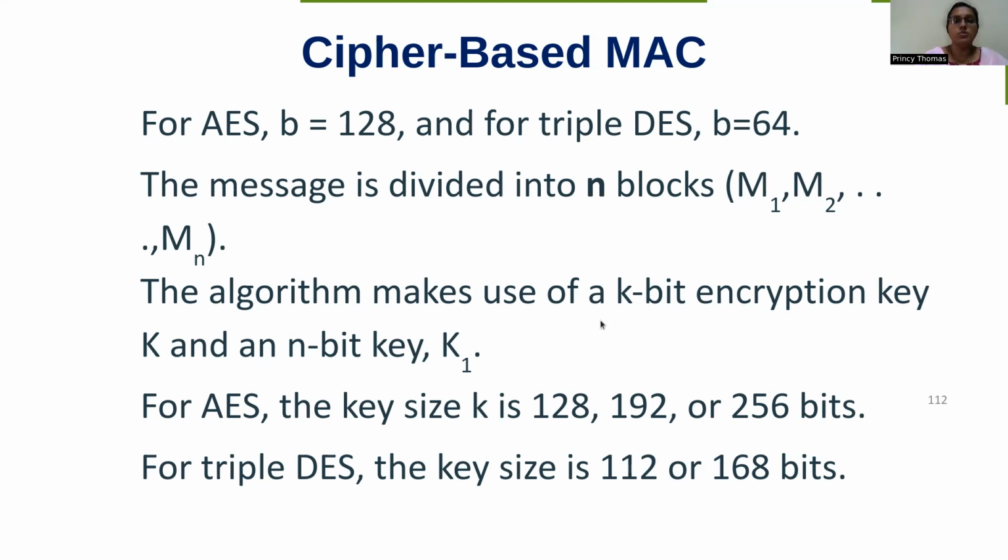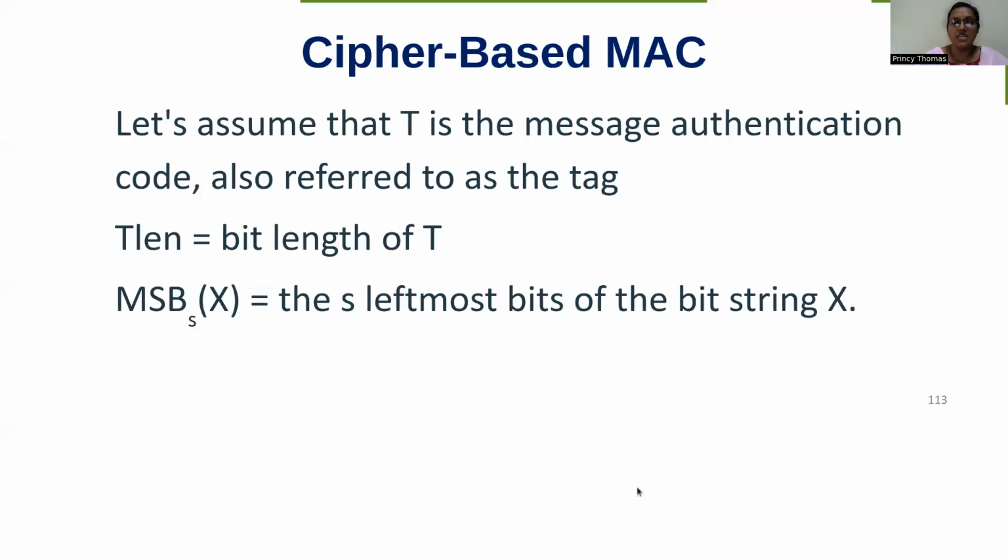The algorithm makes use of a key, which is k bits, and this key is shared by both the receiver and the sender. There is a k-bit encryption key and an n-bit key, K1. So there are two different keys, one for encryption and one for the other. For AES, the key sizes can be either 128, 192, or 256. For triple DES, the key sizes can be either 112 or 168.